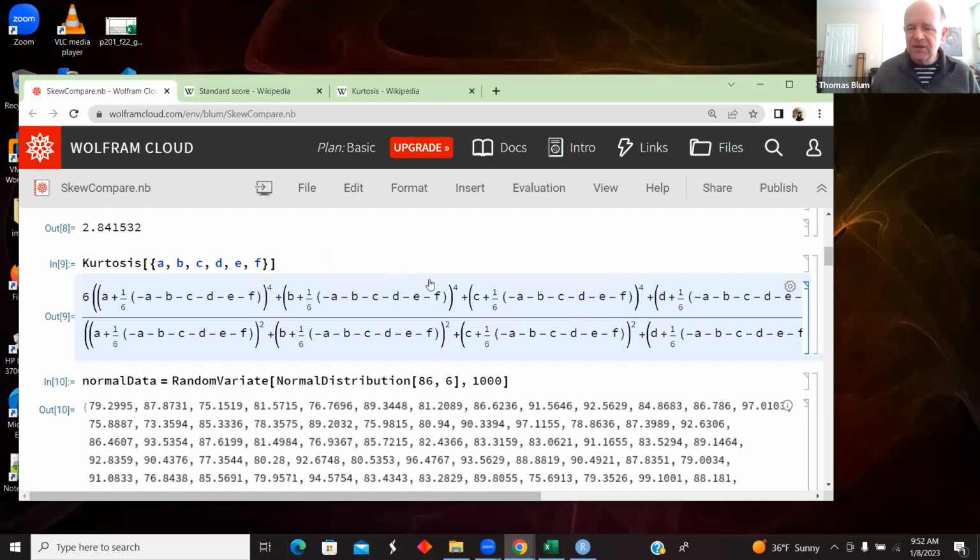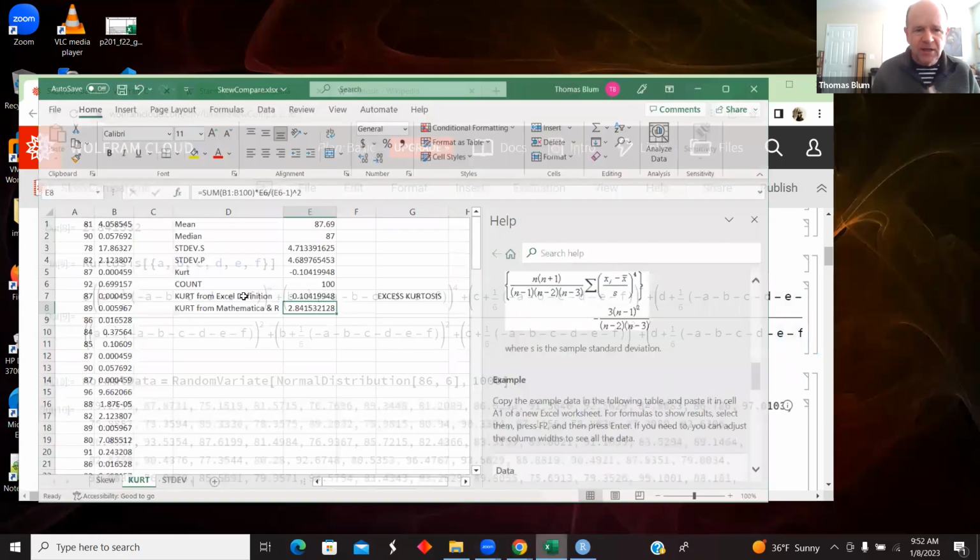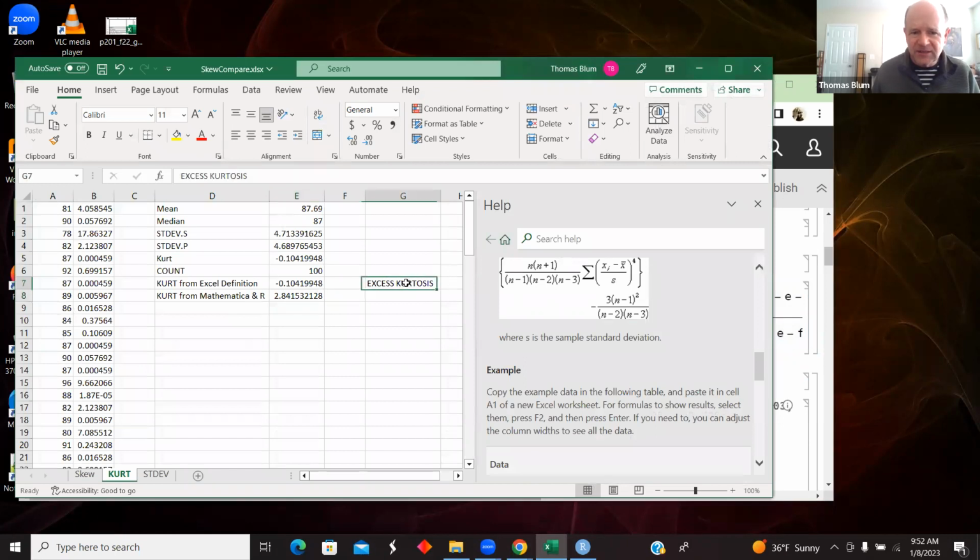Okay, so there are 2 differences in the definition between Excel and R and Mathematica. One is that Excel's definition is an excess kurtosis, so the normal distribution will give us 0 as opposed to 3. And R and Mathematica are also not doing this n minus 2, n minus 3 stuff that forces the expression to diverge when we have fewer than 4 points.